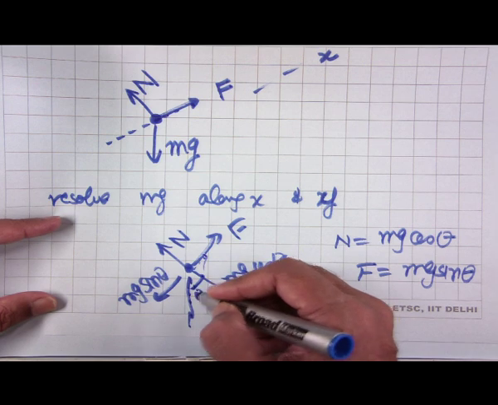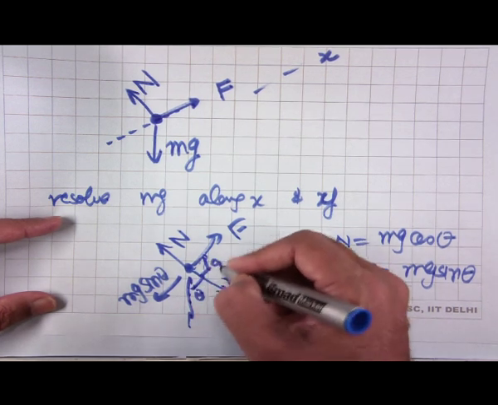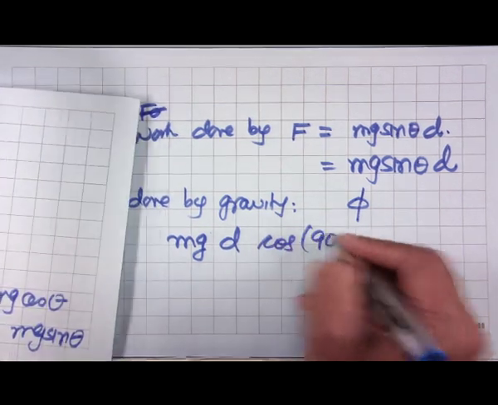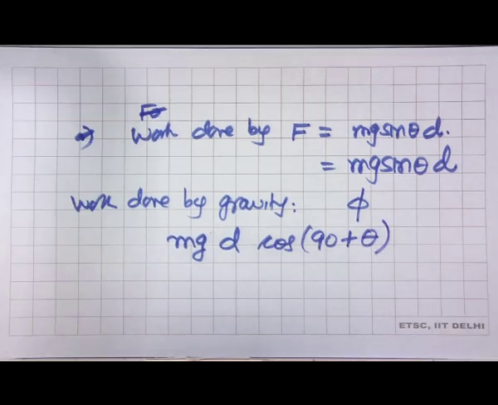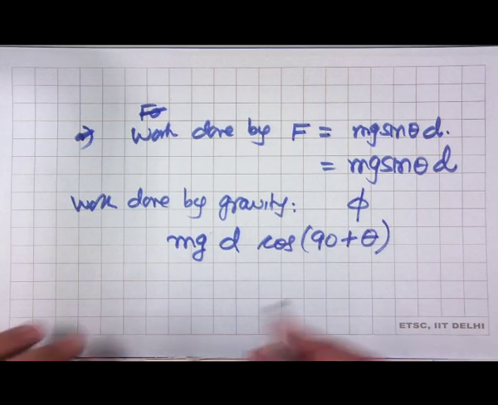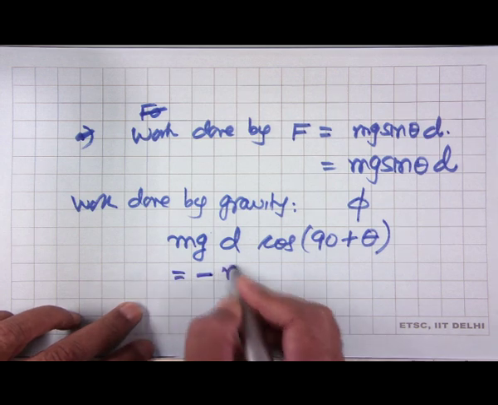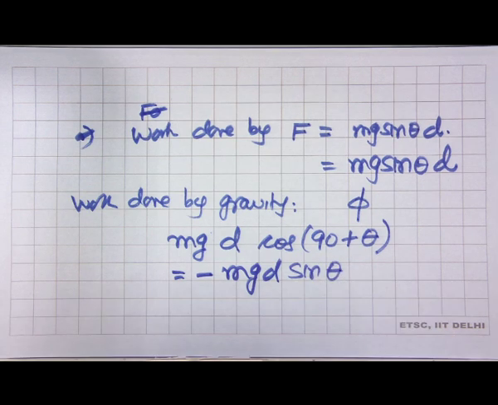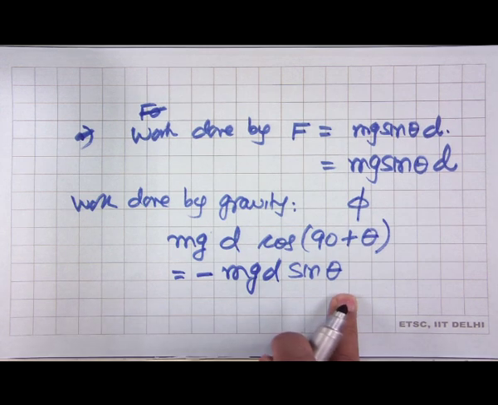This angle is theta, this angle is 90. So, this will be equal to mgd times cosine of 90 plus theta. So, this will become equal to minus mgd sin theta. So, the work done by gravity is minus mgd sin theta.